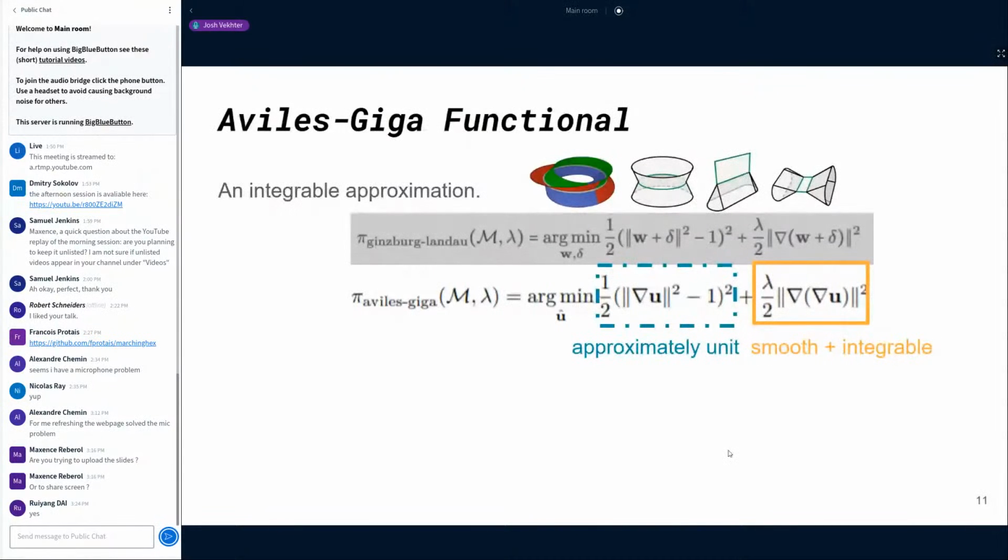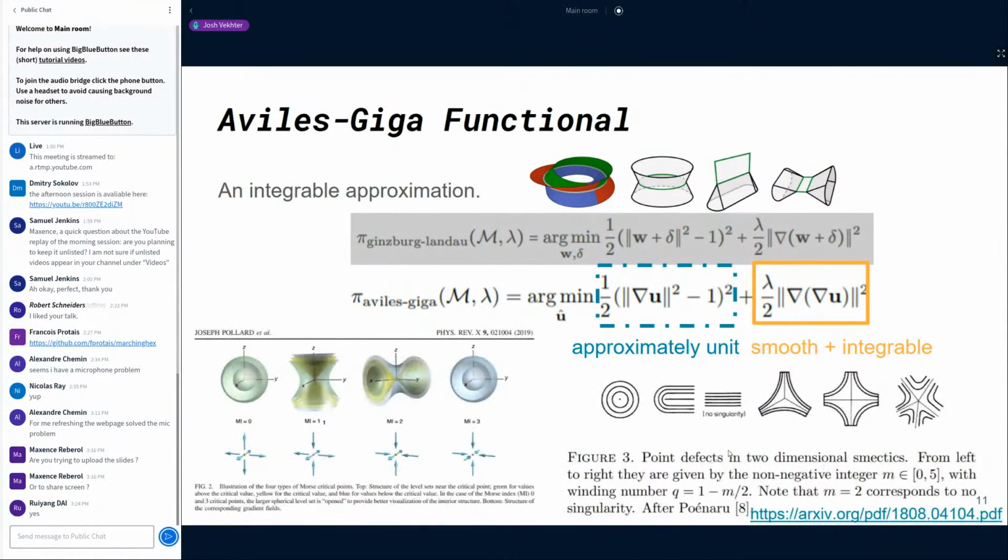There's this other thing called the Aviles-Giga functional. You just replace every W plus delta with a grad U. So now you've added a constraint that says that your vector field is actually integrable. And the minimizers of this functional have a qualitatively different behavior than the minimizers of the Ginzburg-Landau functional, which is kind of interesting, especially in the sharp limit. As you let smoothness go to 0, you start getting these very complicated domain walls that can form, which is kind of interesting. Maybe it's useful for meshing in some context.